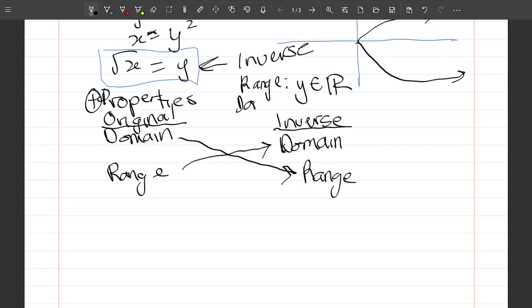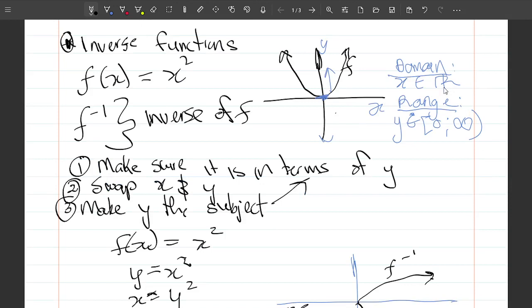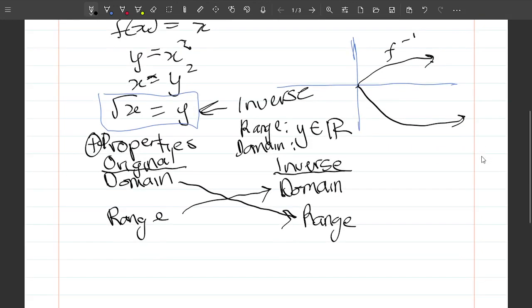Let's look at the domain. As for the domain, when we look at this original function, our range was beginning from 0 to positive infinity. That's what my domain is going to be. My domain is going to be from 0 all the way up until infinity. And that is really what's happening. So x is an element beginning from 0 all the way up until positive infinity.